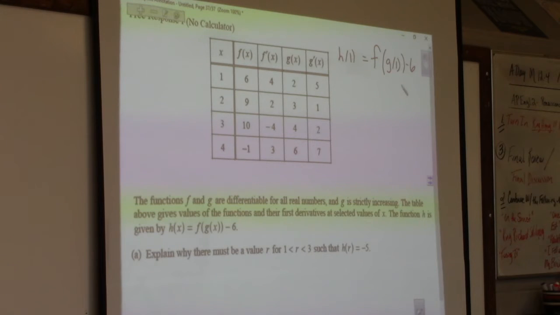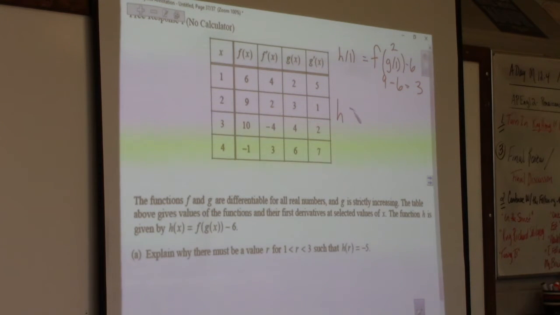And what is g of 1? G of 1 is 2, so in place of this thing in here, I'm going to put a 2. And what is f of 2? 9. F of 2 is 9, so we end up with 9 minus 6, which gives us 3. So h of 1 is 3.